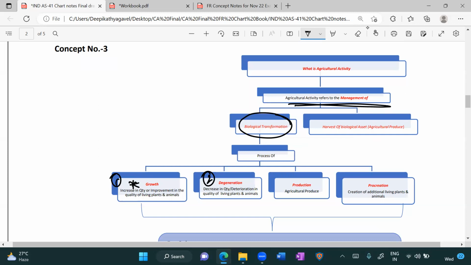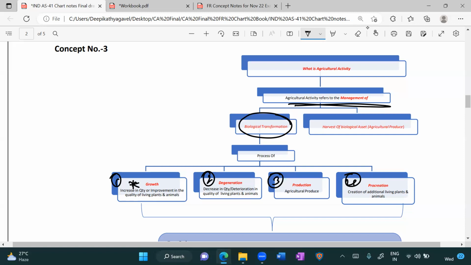What do you mean by degeneration? Generation and degeneration, it's a negative term, right? So degeneration means a decrease in the quantity or a deterioration in the quality. Third is production. Production is nothing but agricultural produce, right? If there's a mango tree, then mangoes are the agricultural produce. Or fourth, the procreation. What do you mean by procreation? Creation of additional living plants or animals.